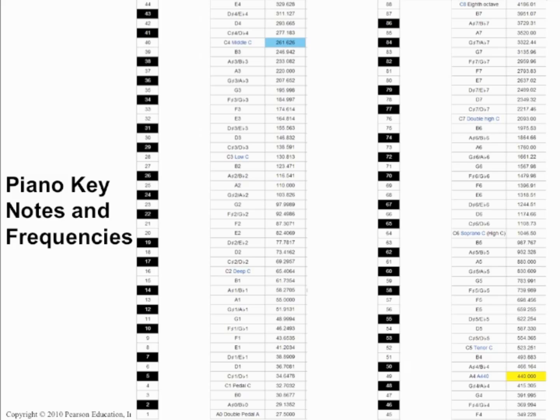Also notice another neat little thing. If you start at A440, for example, one octave above that is A5, that's 880, and one octave above that is A6, 1760. Notice how when you go up an octave, you double the frequency.